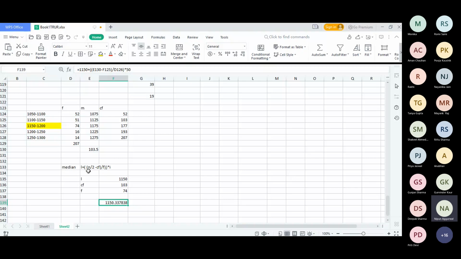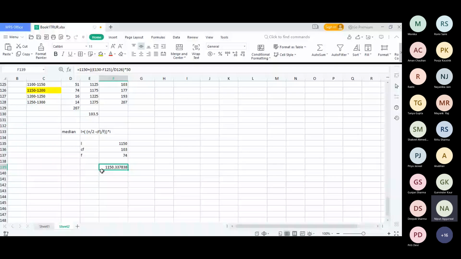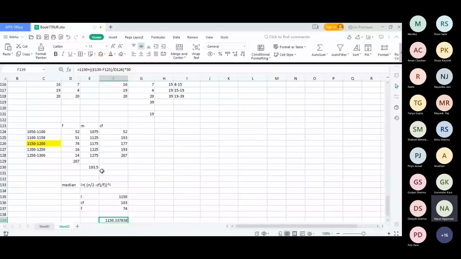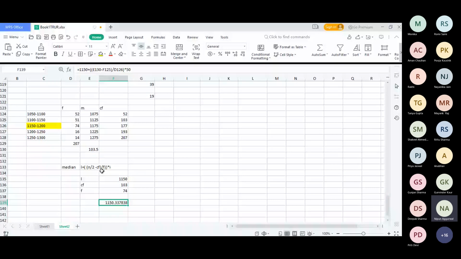It is not whole divided by, it is n by 2 minus CF by F. And L plus is outside that division part. So that becomes the formula for the median. So in this way, you can calculate your median. Here it does not matter whether it is even or odd, you simply have to use n by 2.